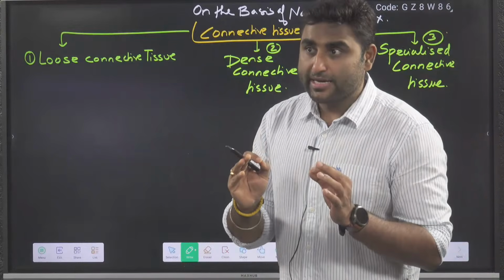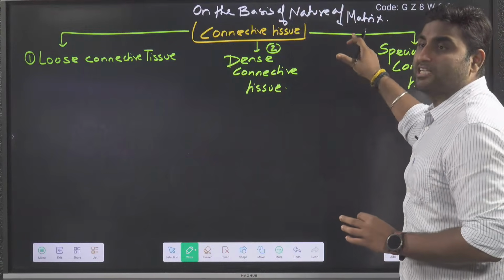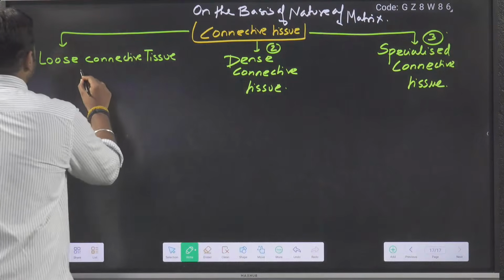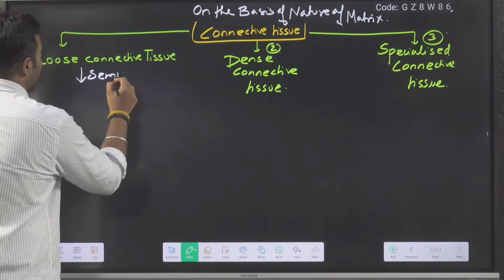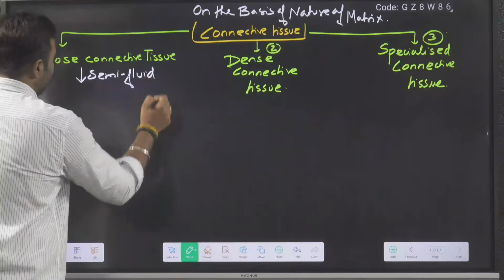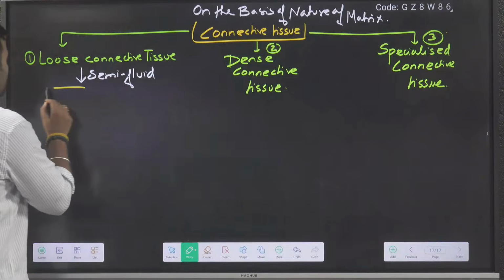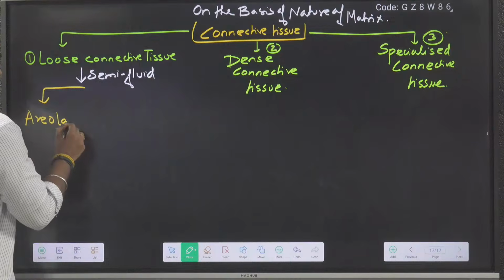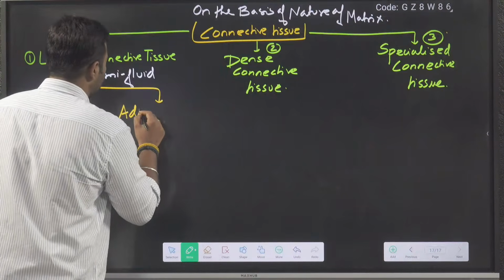Are you getting me, guys? So we are classifying the connective tissue on the basis of the nature of the matrix, the consistency. Okay? So loose connective tissue is mostly semi-fluid in nature. And here we are going to write two types. One is the areolar connective tissue, and another one will be the adipose tissue.